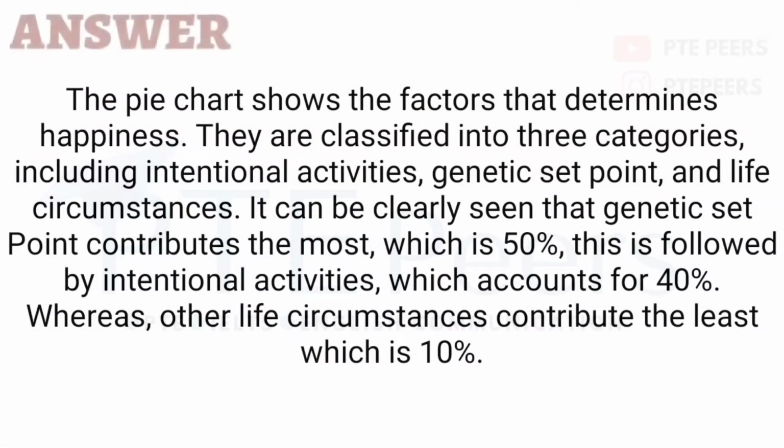The pie chart shows the factors that determine happiness. They are classified into 3 categories, including intentional activities, genetic set point, and life circumstances. It can be clearly seen that genetic set point contributes the most, which is 50%. This is followed by intentional activities, which accounts for 40%. Whereas, other life circumstances contribute the least, which is 10%.